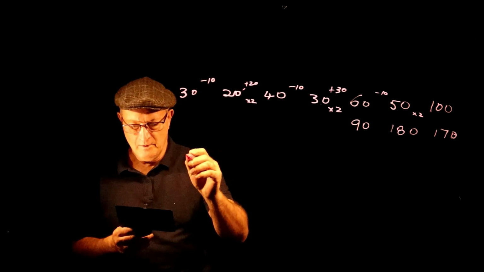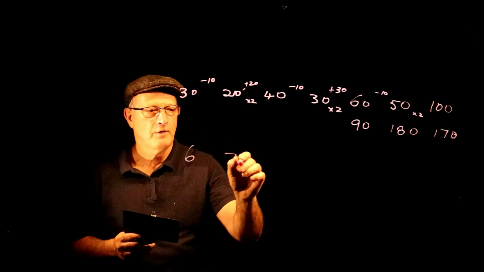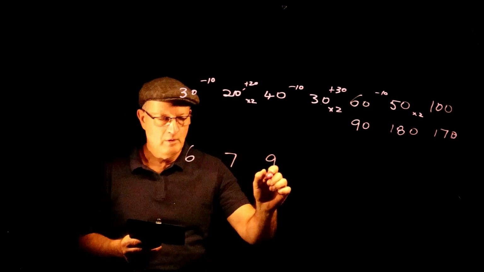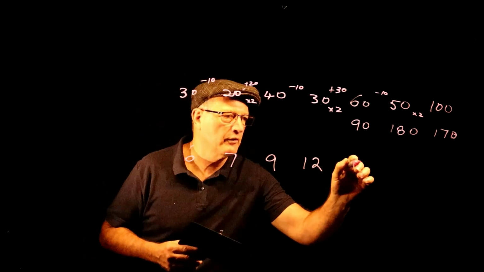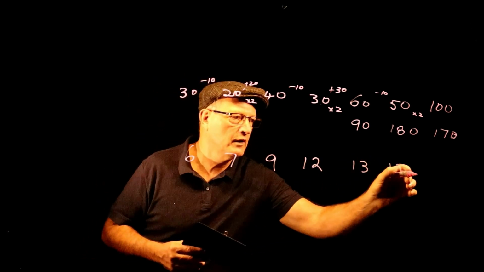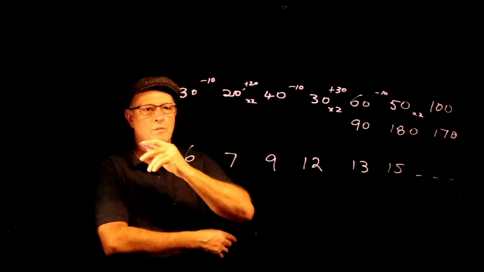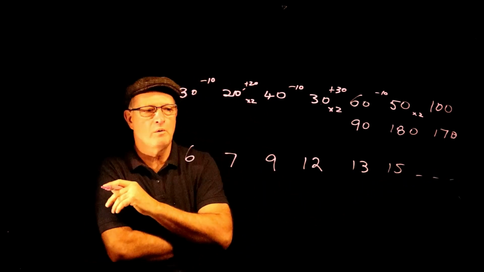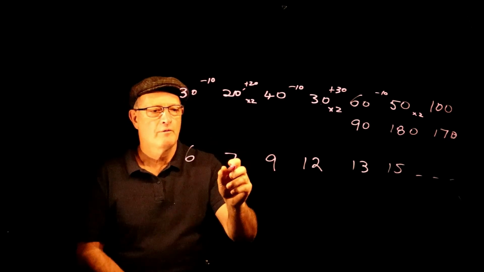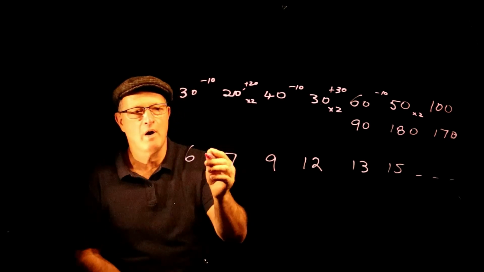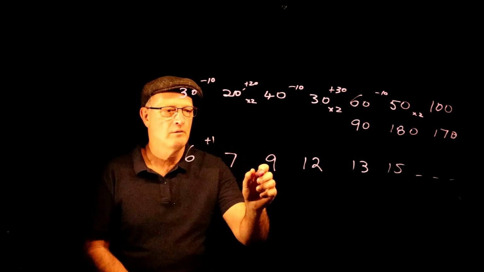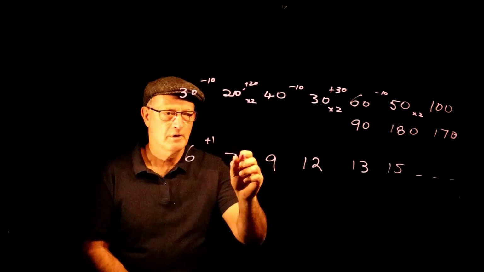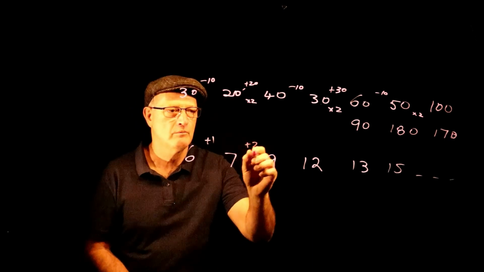Let's try this one. We've got a 6, we've got a 7, we've got a 9, we've got a 12, we've got a 13, we've got a 15. What are the next few numbers? Let's have a look what's happening. We go from 6 to 7, so we've added 1. We go from 7 to 9, 7, 8, 9. We've added 2.